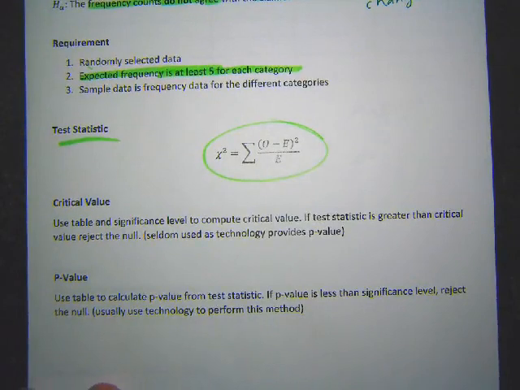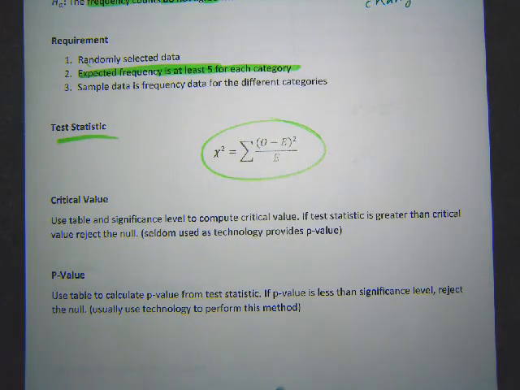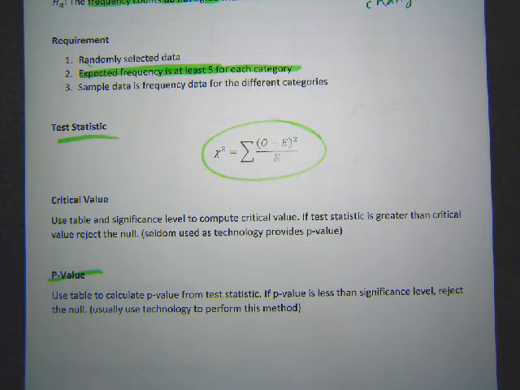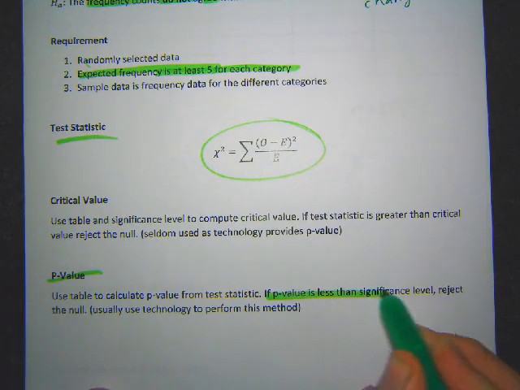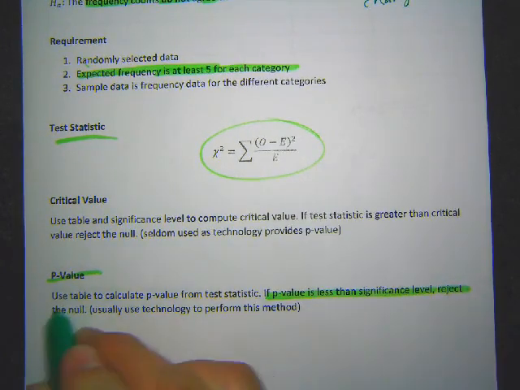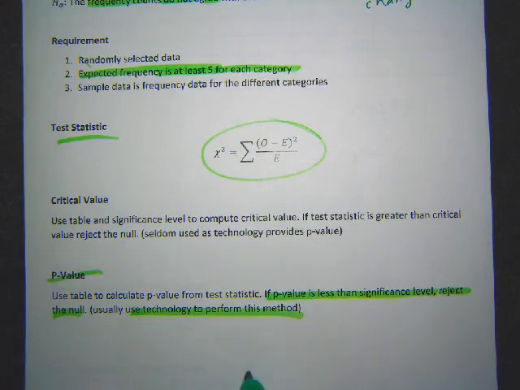There are 2 approaches. We are not going to really use the critical value approach because the p-value method is just easier. We can use technology for it. So we're really going to work with the p-value method. We'll get the test statistic, we'll calculate the p-value, and as always, if the p-value is less than the significance level, we reject the null. You'll usually use technology for this. I'm going to show you once without, but most of the time I use technology.